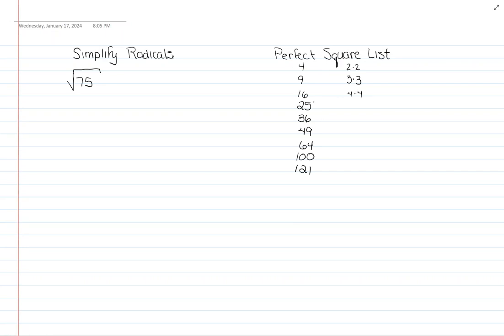On this list, the biggest number that will divide into 75 evenly is 25, so I can write it as 25 times 3. One of the properties of radicals is if you multiply, you can split the radical up and make it the square root of 25 times the square root of 3. The reason for using the perfect square list is that now I know the square root of 25 is just the number 5, and the square root of 3 is left under the radical.